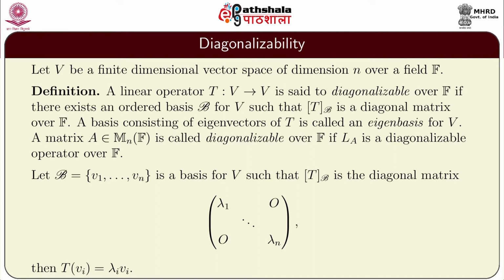Suppose that B, consisting of the vectors V1, V2, up to Vn, is a basis for V such that the matrix representation of T with respect to this basis is the diagonal matrix given by lambda 1 to lambda n in the principal diagonal and 0 in the off diagonal entries. Then it is clear that T of Vi is equal to lambda i Vi. Therefore, these basis vectors V1 to Vn are also eigenvectors for the operator T.